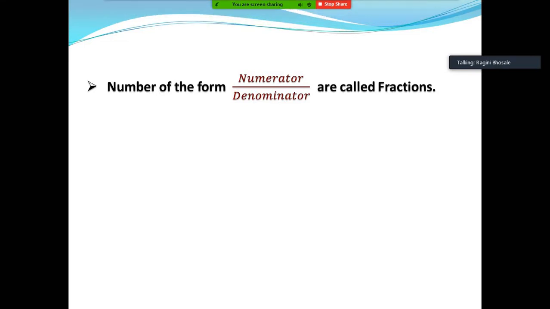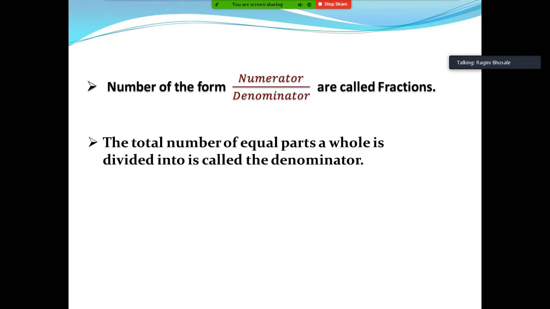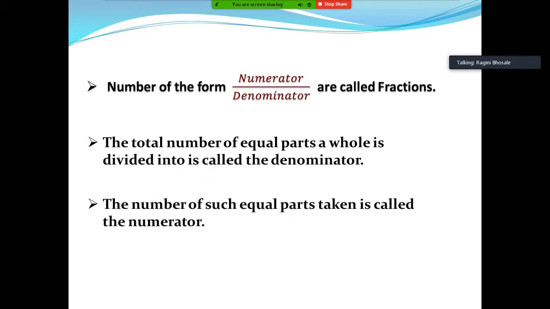Now what do you mean by denominator? Let's see that one. The total number of equal parts a whole is divided into is called the denominator. Then what is the numerator? The number of such equal parts taken is called the numerator. I repeat, denominator means what? The total number of equal parts a whole is divided into is called the denominator, and the number of such equal parts taken is called the numerator.